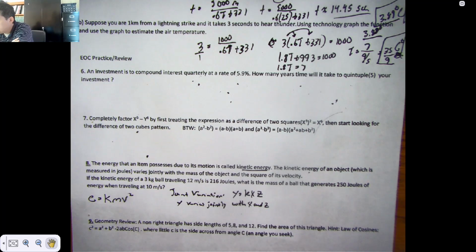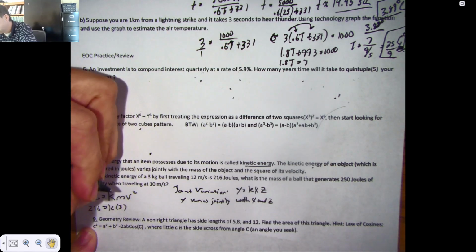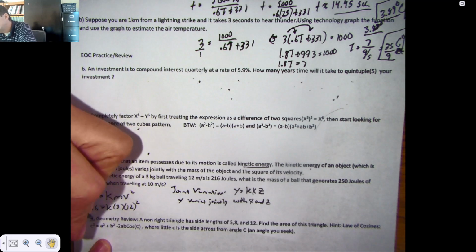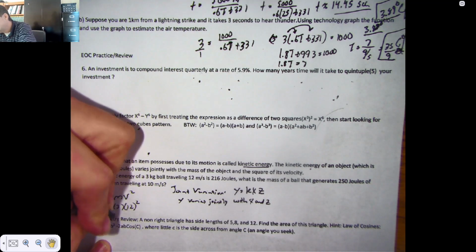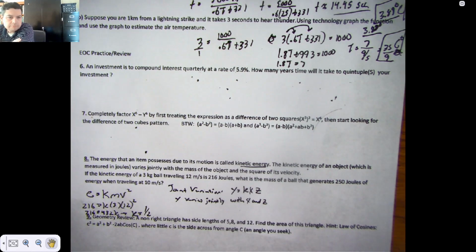Now, if the kinetic energy of a 3 kilogram ball traveling 12 meters per second is 216 joules, so they gave us the energy. We don't know the constant. We know the mass is 3, and it's traveling at 12 meters per second. That gives us enough information to figure out the constant. So 12 squared is 144 times 3 would be 432, I think. Yeah, it is. 216 equals 432k. Divide by 432, and the constant is a half. Awesome.